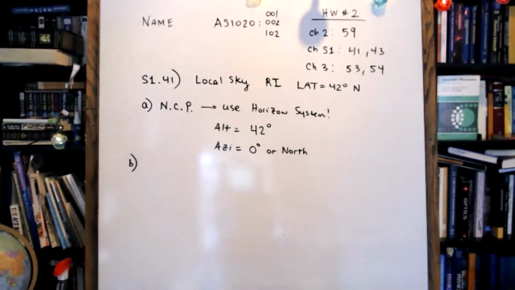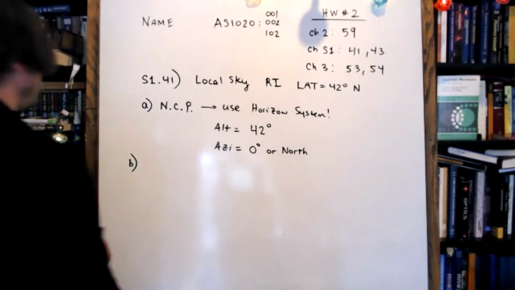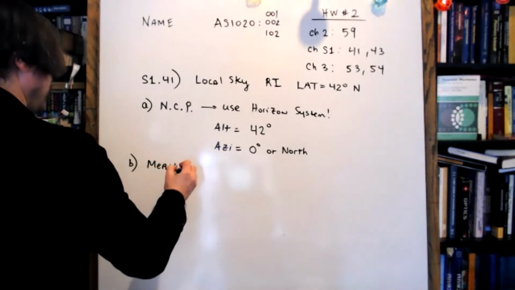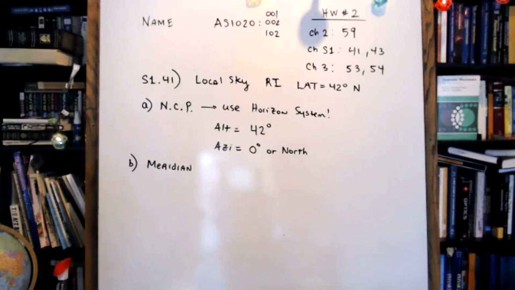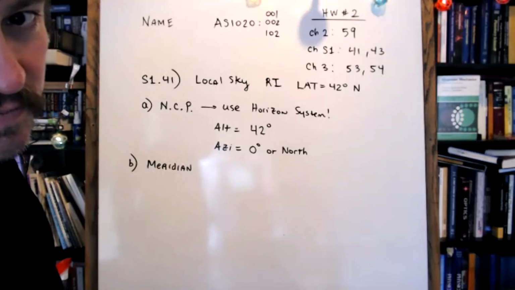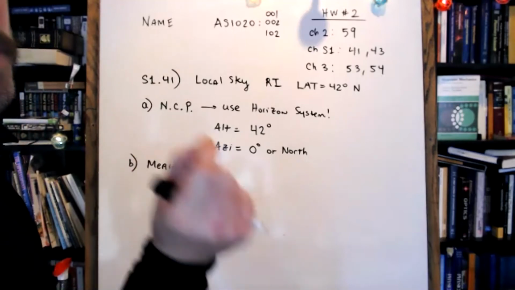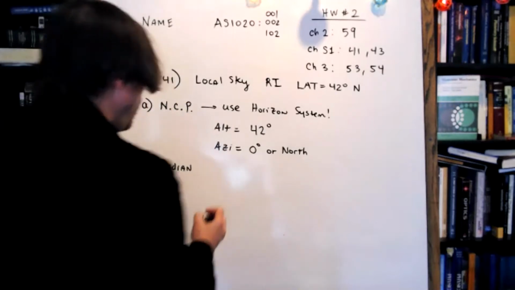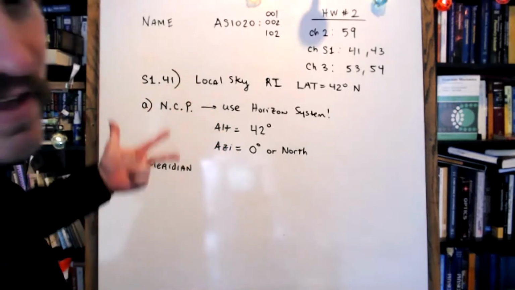Nick, when you're ready. B. Describe the meridian in your sky, specifying at least 3 distinct points along it, such as points at which it meets your horizon and its highest point. So the meridian is actually an arc. To describe an arc, we're going to need 3 points, and each point is going to have its own altitude and azimuth. I like to refer to the 3 points as the rise, the reach, and the set.